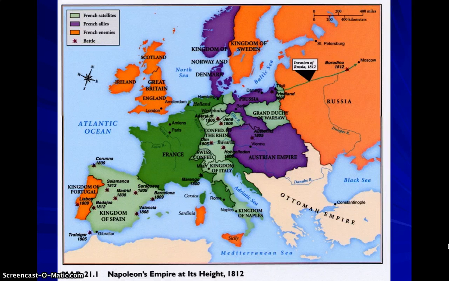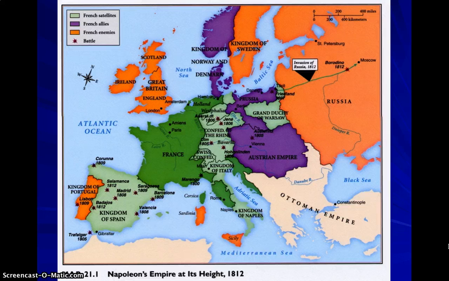All right, in part one, we looked at Napoleon's rise to power and especially his domestic policies. Now, what we're going to look at is his international policies, and that's why it's important to look at a map like this that really lays out Napoleon's conquests so you can get a sense of just how much territory Napoleon was in charge of.